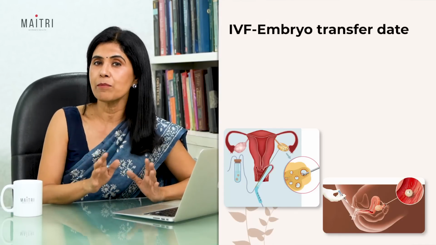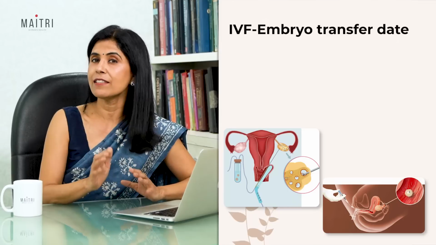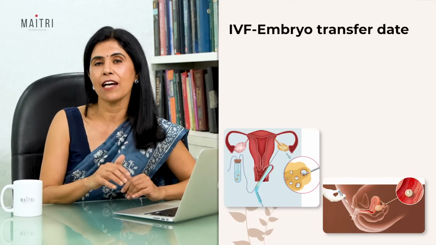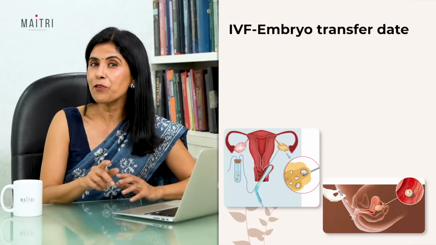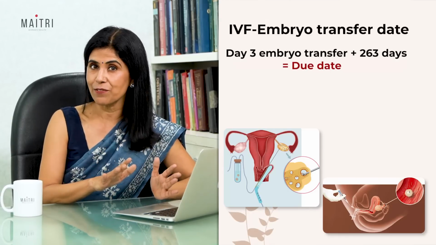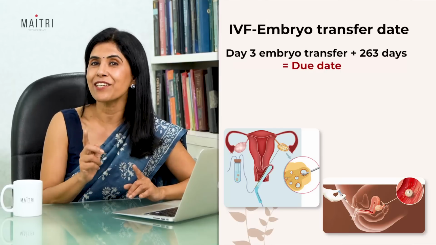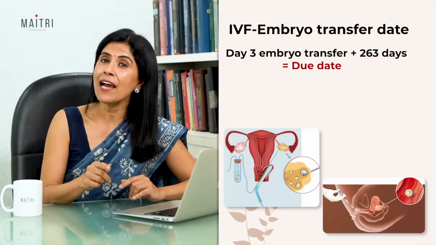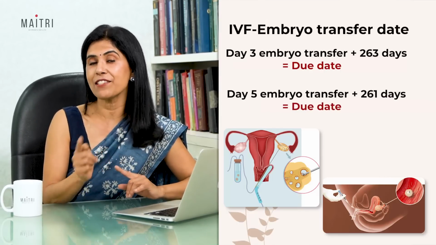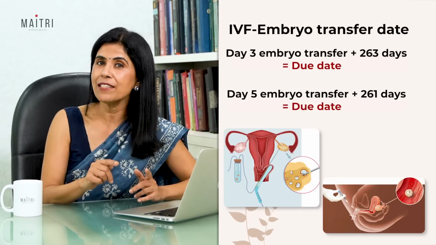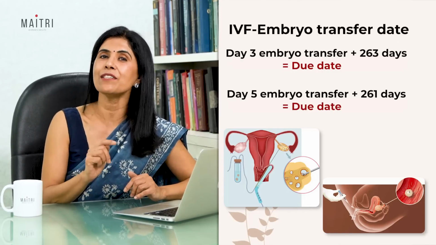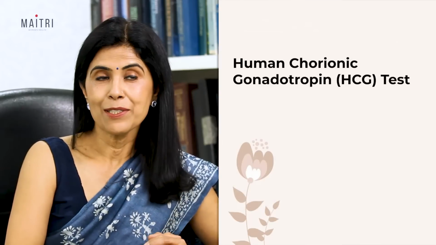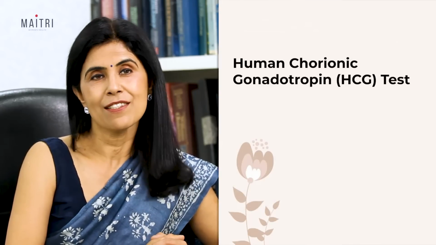So most embryo transfers occur either 3 days or 5 days after the egg retrieval and fertilization. So if you had a day 3 transfer, you can count 263 days from the transfer date to calculate your due date. And if you had a day 5 transfer, then you have to add 261 days to the date of the transfer. Fourth, by doing an HCG test.